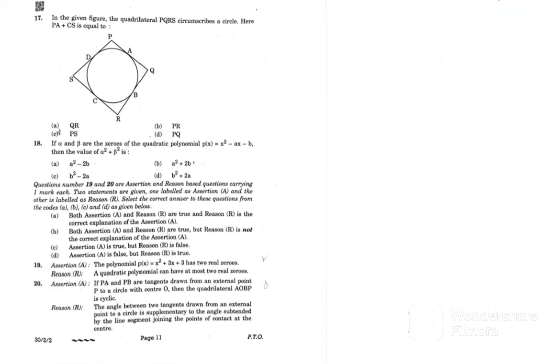So let's quickly discuss this as well. Question number 17 says, in the given figure, the quadrilateral PQRS circumscribes a circle, where PA plus PS is equal to, right? So PA plus PS. Now, here we will apply the theorem of circles, which says that when tangents are drawn from an external point to a circle, the lengths of the tangents are equal, right?